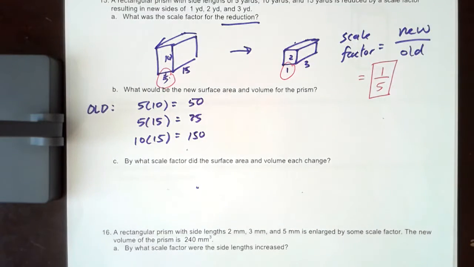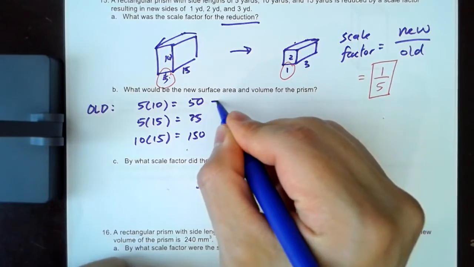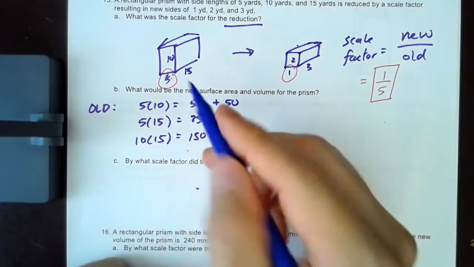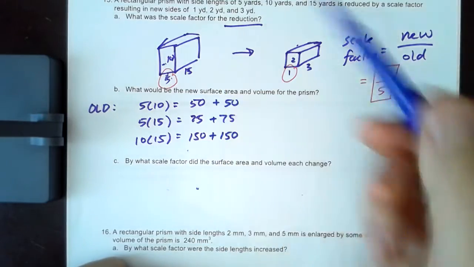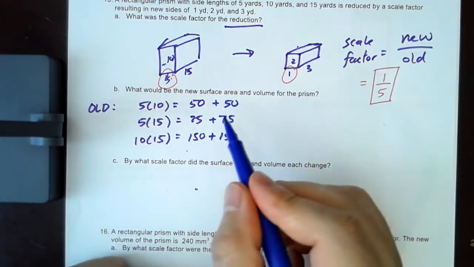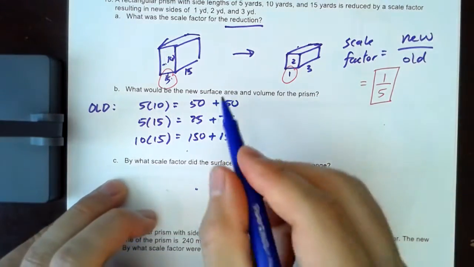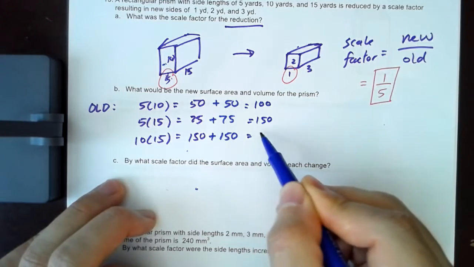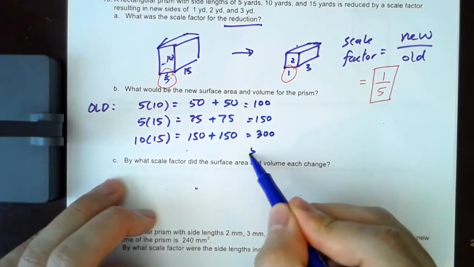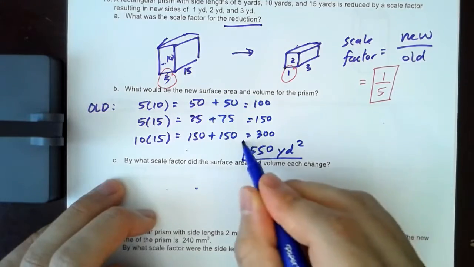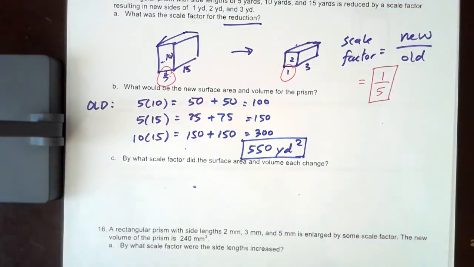Now remember, these are only the 3 faces that we could observe, but you basically have to double it, because if you have a face on the front, you have a face in the back. If you have a face on the right, you have a face on the left. If you have a face on the top, you have a face on the bottom. So I'm doing this and I'm just adding it up, and I end up getting a clean 550 yards squared. That's my original surface area.